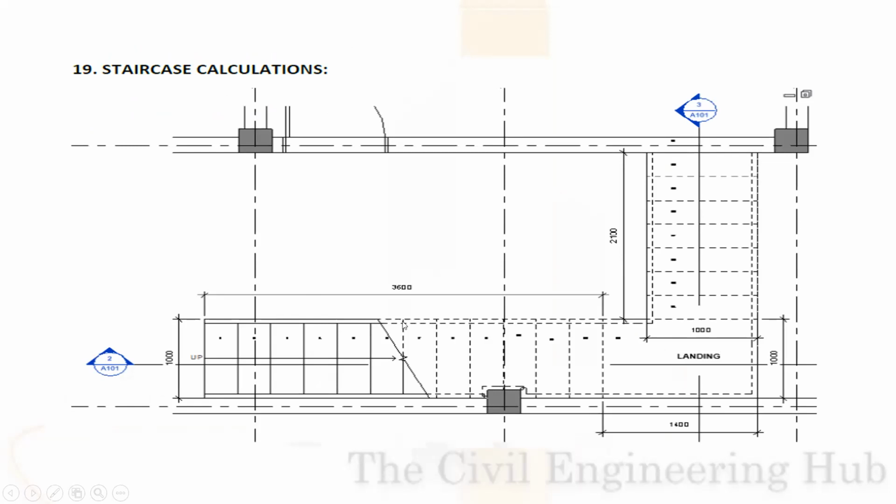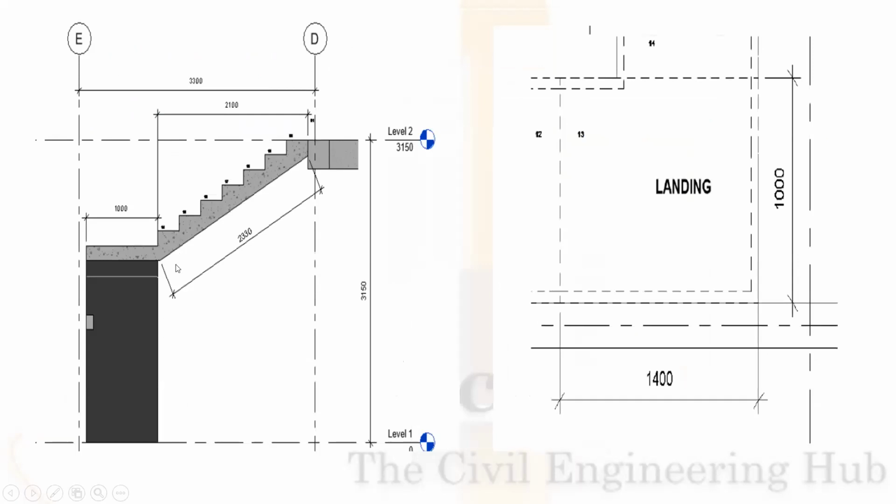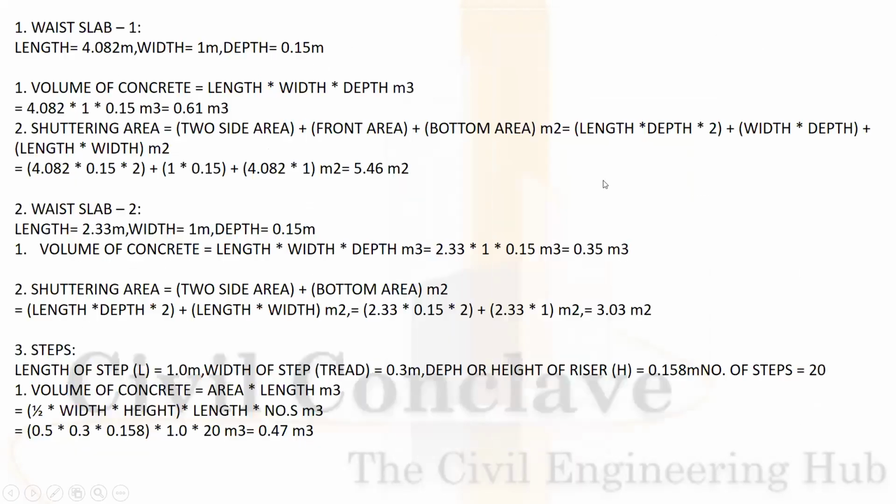Staircase calculation. Here you see the entire images of the staircases has been provided. The number of steps has been 20 number of steps. Mid landing. Here you can see all the mid landing and the landing area. Now let us go to the concreting area. Base slab number 1. Length is 4.082, width is 1 meter, depth is 0.15 meter. So volume of the concreting will be 4.082 into 1 into 0.15 will be 0.61 cubic meter.